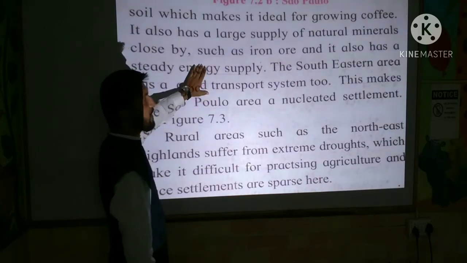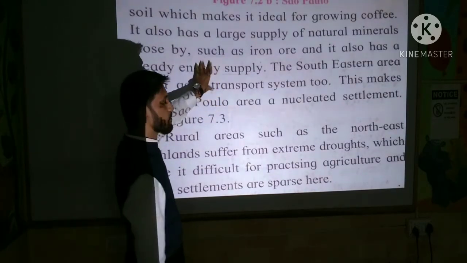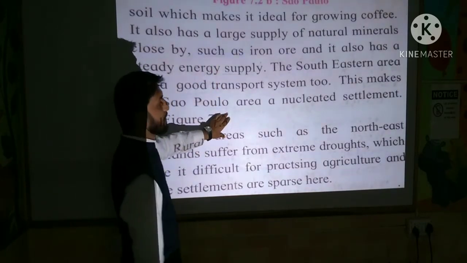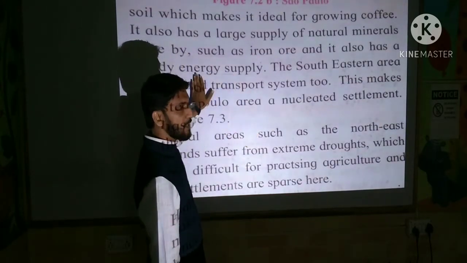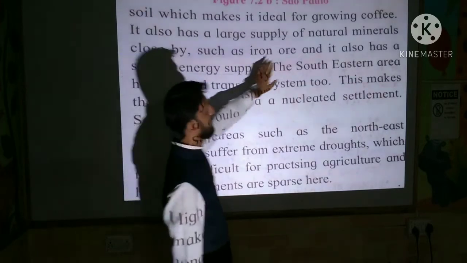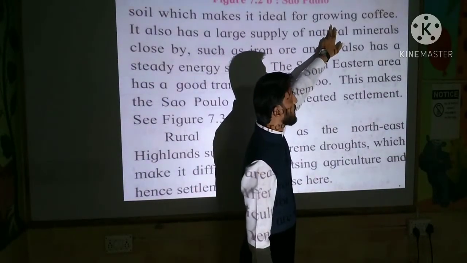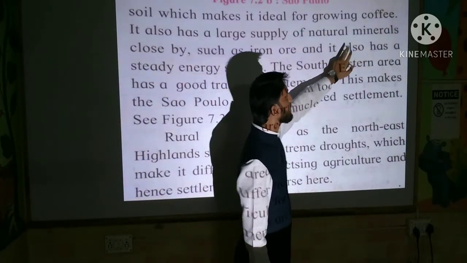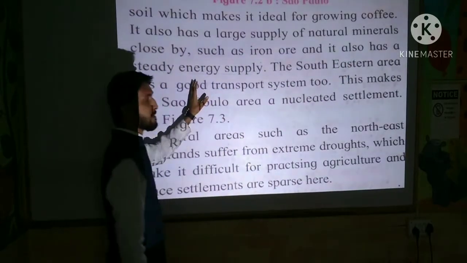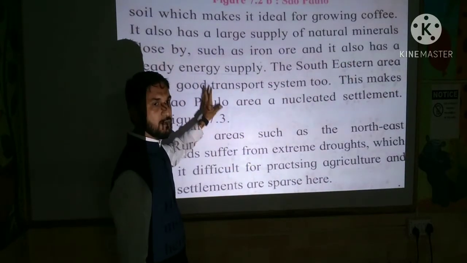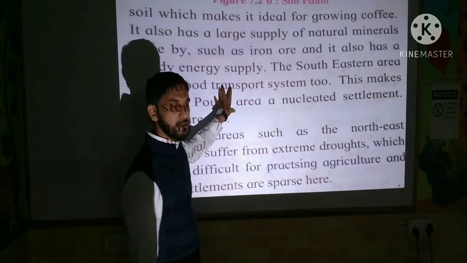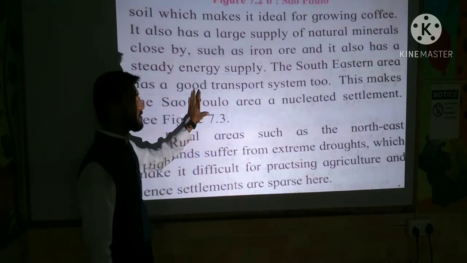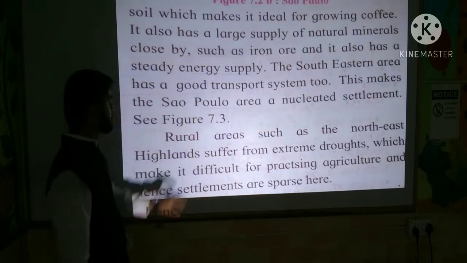It means, students, if we see the location of that coastal region, especially the Sao Paulo region, here there is good water supply, plain region, it is suitable for coffee plantation, and natural minerals are easily available. So all these are positive things. With the help of this, population settlement took place in this region. So this is the populated region of Brazil.